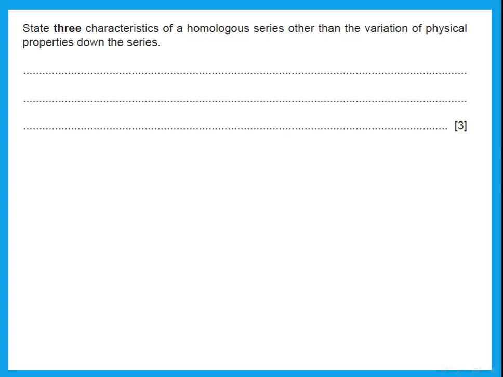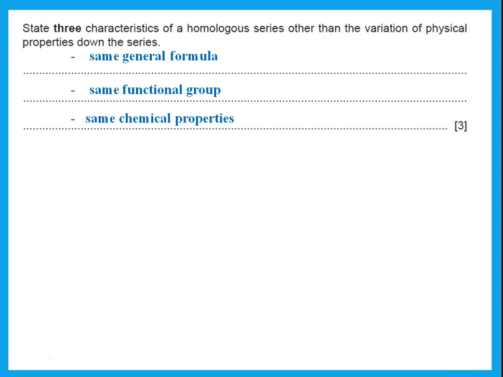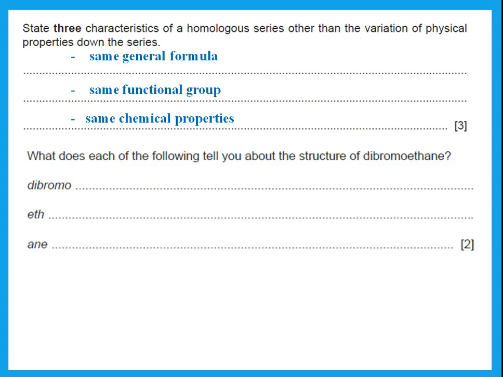Okay, the next question says, state 3 characteristics of a homologous series other than variation of physical properties down the series. So we said members of the same homologous series must have the same what? They must have the same general formula, same functional group, same chemical properties. Do we understand that? These are the 3 characteristics of the members of a homologous series.